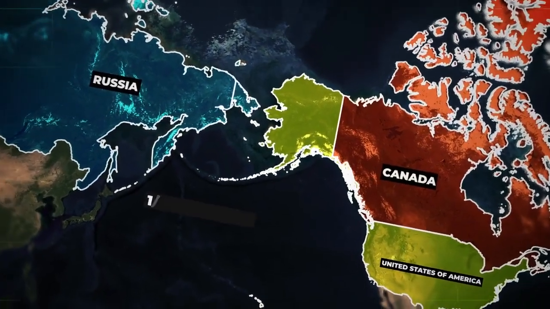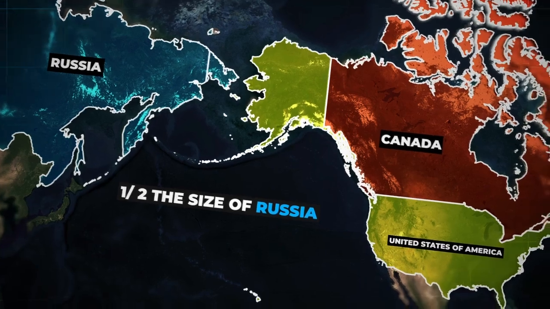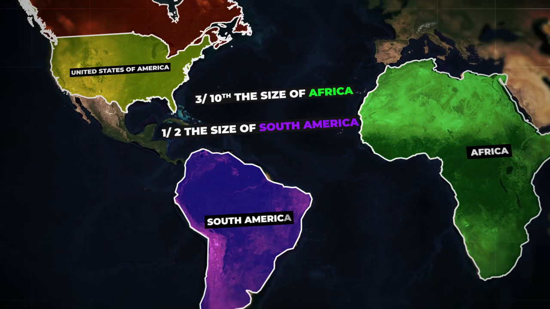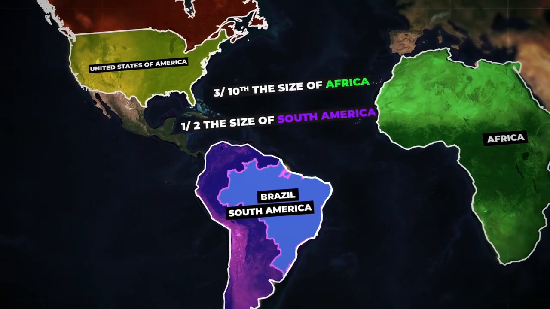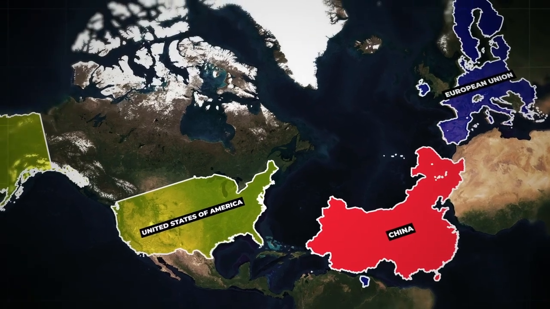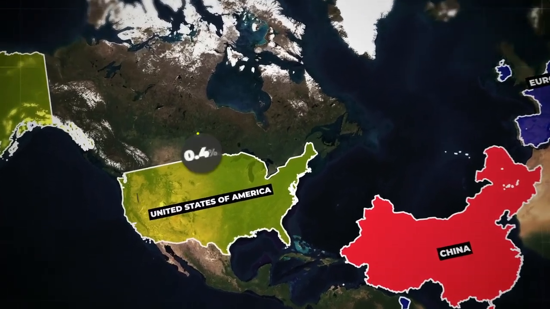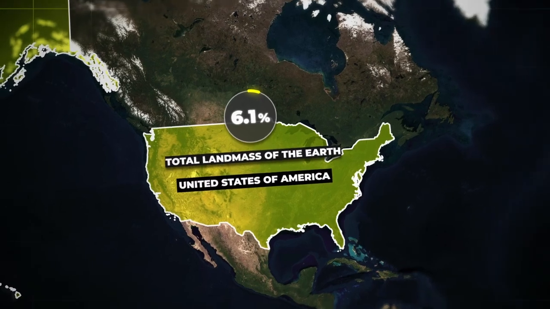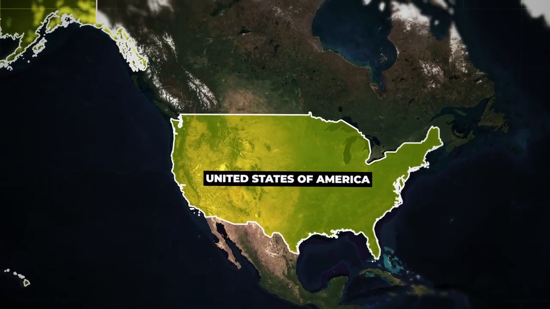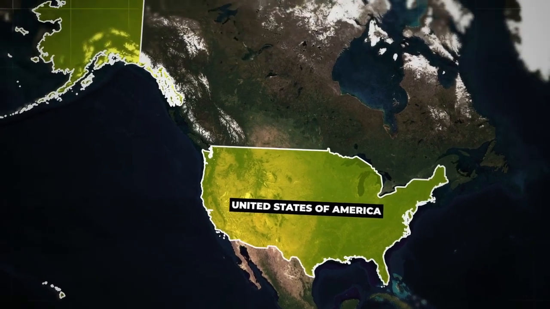The United States is about half the size of Russia, about 3/10 the size of Africa, about half the size of South America, slightly larger than Brazil, slightly larger than China, and more than twice the size of the European Union. This area is approximately 6.1% of the total landmass of the Earth. The major characteristic of the country is its varied landscapes, which we're going to study in this video.